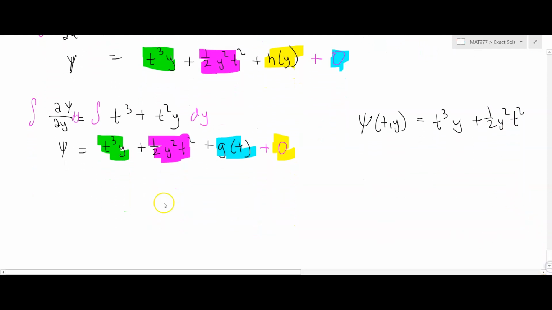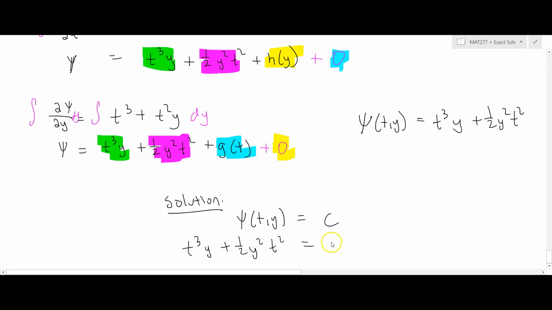And the solution of an exact ODE is going to be psi of t comma y equals an arbitrary constant. So that means t cubed y plus 1/2 y squared t squared equals constant. And that is my final solution. Now I could, in theory, solve for y by using some quadratic formula stuff, but that's going to get a little tricky, so we shall go ahead and leave it there.